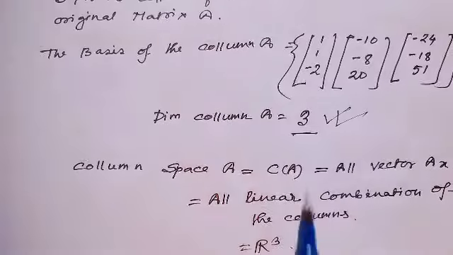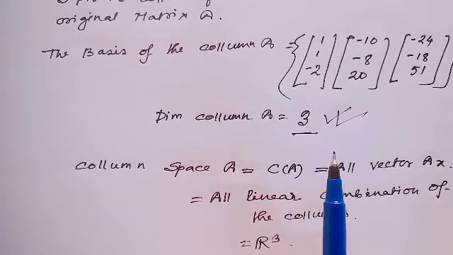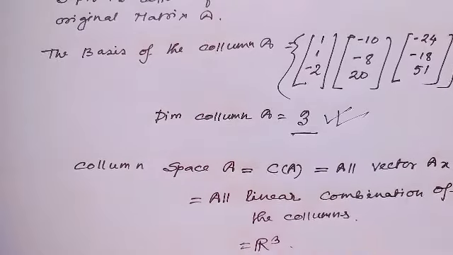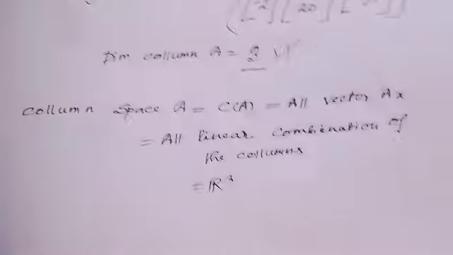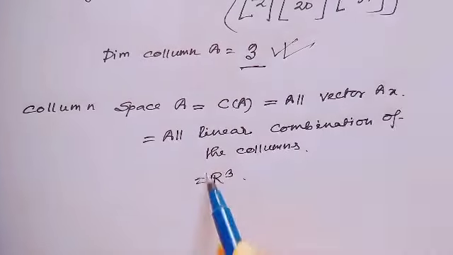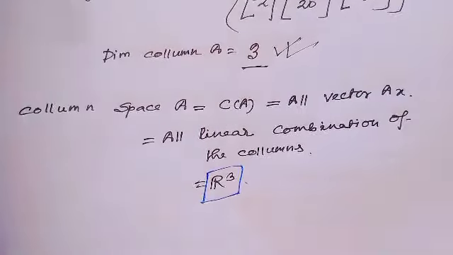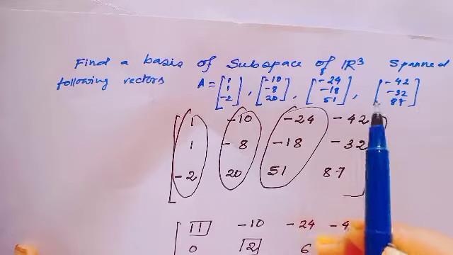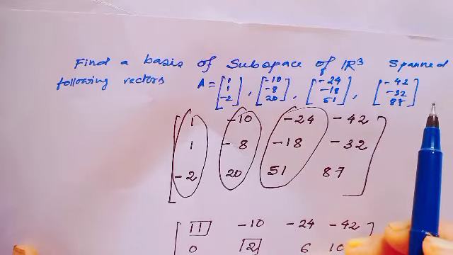Since the dimension of the column space is 3, and the column space is all linear combinations of the columns, that means this is actually the whole R3. These vectors actually generate the whole R3.